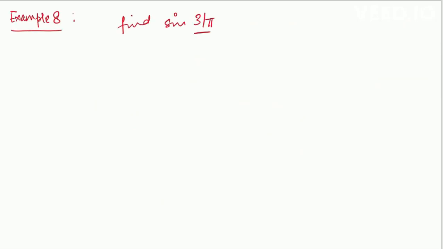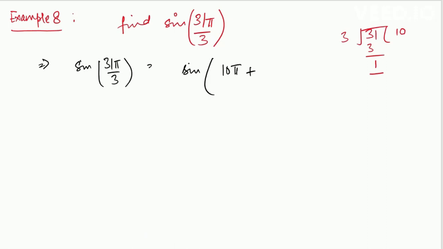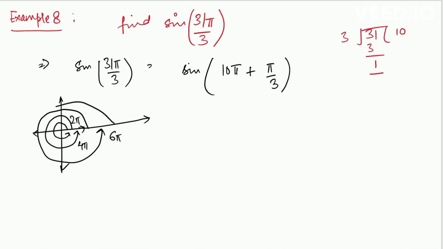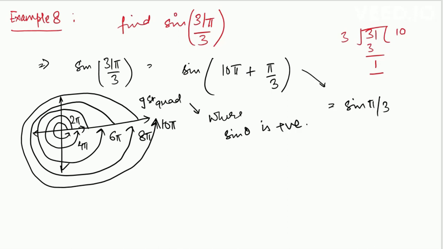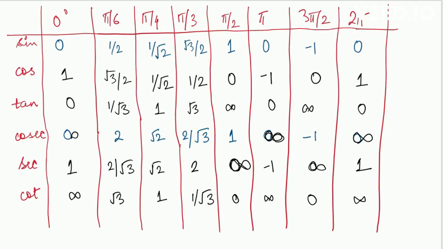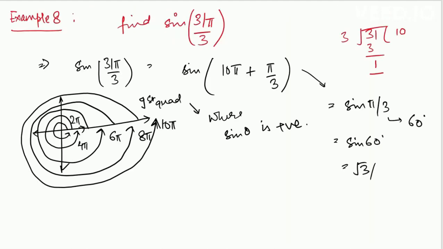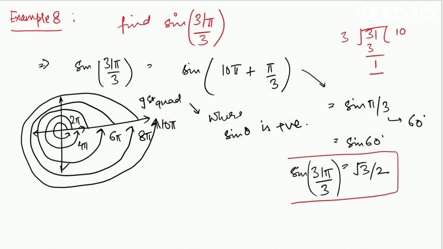Next, example number 8. We need to find out the value of sine 31 pi by 3. Either you take the division 31 by 3, so you will get 10 and 1 upon 3. 10 in the middle, 1 upon 3 is the fraction. So you can write it like this: sine (10 pi plus pi by 3). When you take a round of 2 pi, the value repeats, either it is sine or any other trigonometric function. Whenever you take a round of 2 pi radians, the value repeats. So 10 pi is 5 into 2 pi. So we can write it as sine pi by 3. Sine pi by 3 is sine 60 degrees. So from the table, it is root 3 by 2.